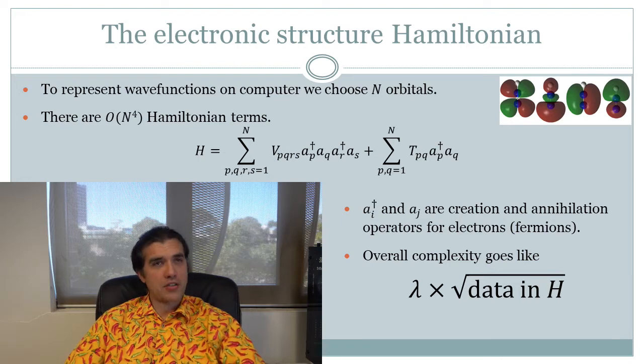The number of parameters needed to represent the Hamiltonian is also extremely important for the complexity. The complexity in terms of non-Clifford or Toffoli gates will scale approximately as the square root of the amount of data multiplied by the lambda value that I explained on the previous slide. A lot of work in this area therefore focuses on finding alternative representations of the Hamiltonian that require fewer parameters.